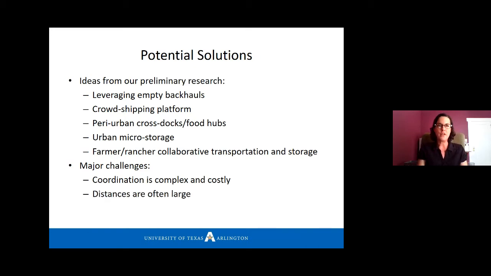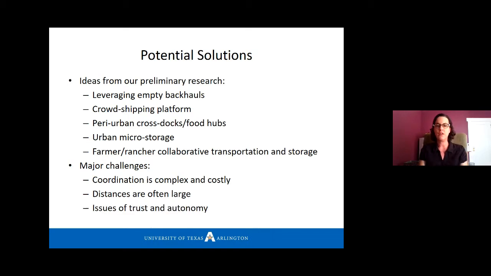Distances are often large, and that's a challenge that's somewhat specific to Texas, because Texas is huge. Moving products, say from the Rio Grande Valley up to San Antonio, up to Austin, is not an easy thing to do. And even with a good system involved, we still have those distances to deal with. So coordination can be tough for that very reason.